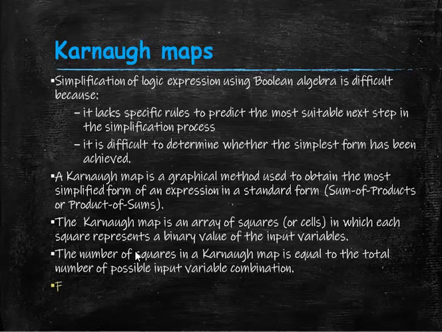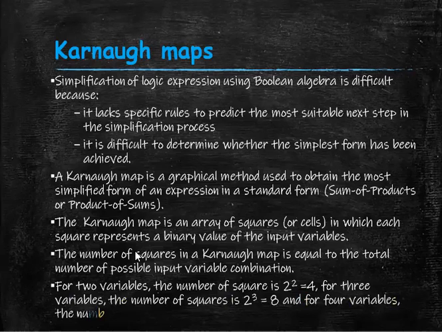Then we can write it as: for 2 variables, the number of squares is 2 squared, that is equal to 4. For 3 variables, the number of squares is 2 cubed, that is 8. And for 4 variables, the number of squares is 2 raised to 4, that is 16.